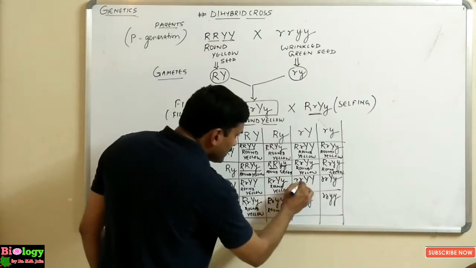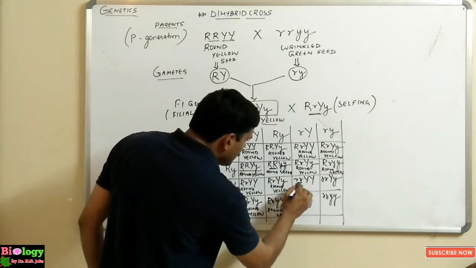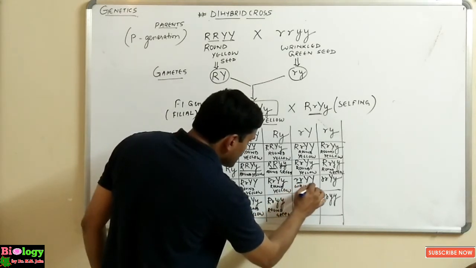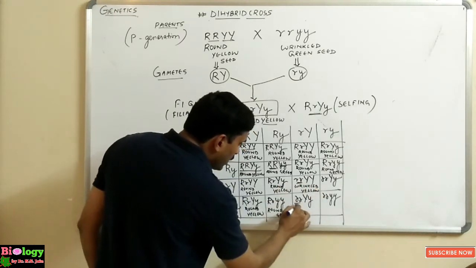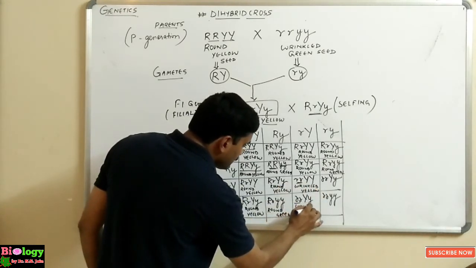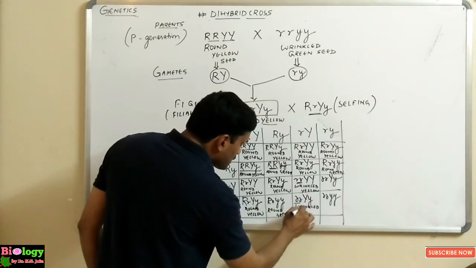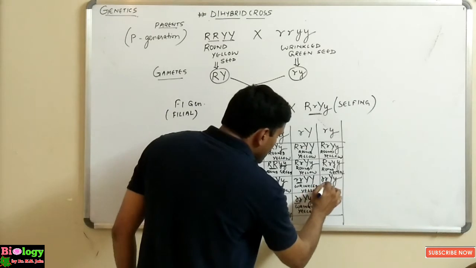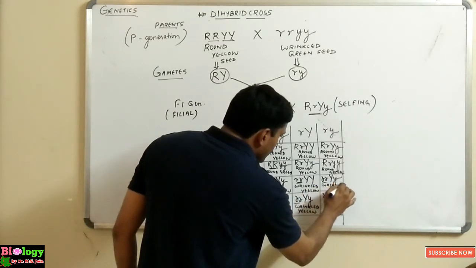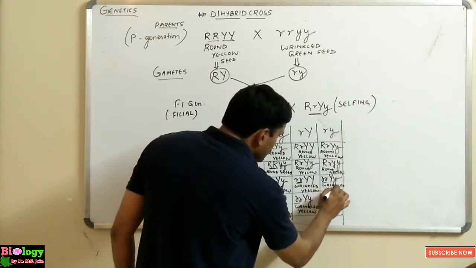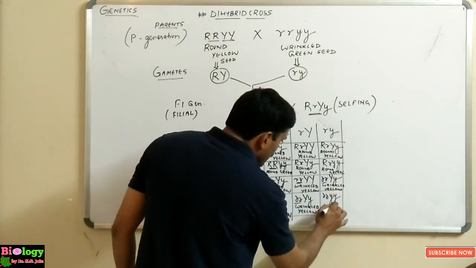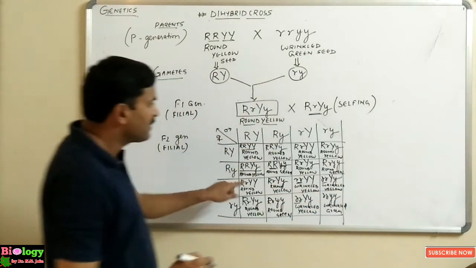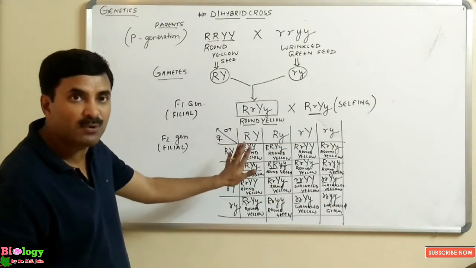View this one: small r we have taken for wrinkled, and capital Y is for yellow. So I will be writing wrinkled yellow. Small r is for wrinkled and capital Y, small y is for yellow, wrinkled yellow. Now again this one, wrinkled yellow, and this is wrinkled green. So I have given the names to the following genotypes.